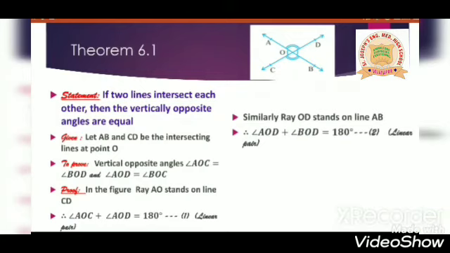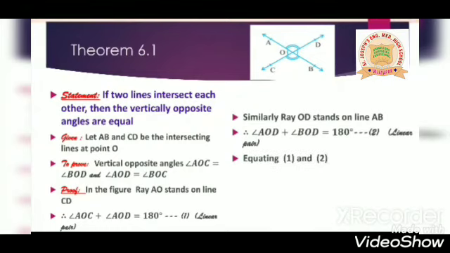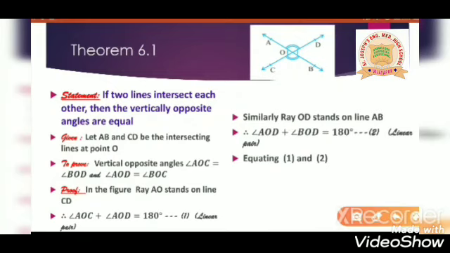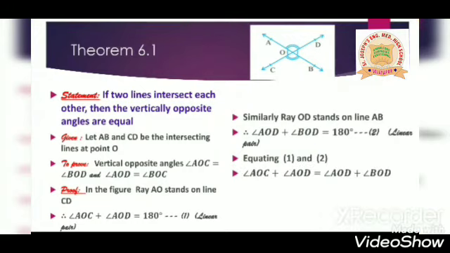If you look at both the equations, they are equal to 180 degrees. That means we are going to equate both the equations, because both are equal to 180 degrees. So, equating equation 1 and equation 2, what happens? The left hand side, angle AOC plus angle AOD, should be equal to angle AOD plus angle BOD. So we write: angle AOC plus angle AOD is equal to angle AOD plus angle BOD.